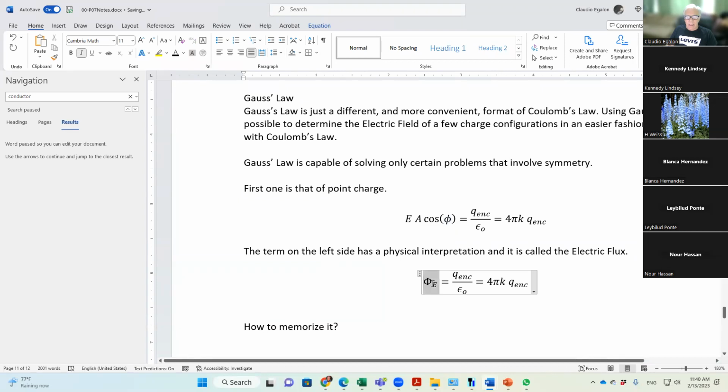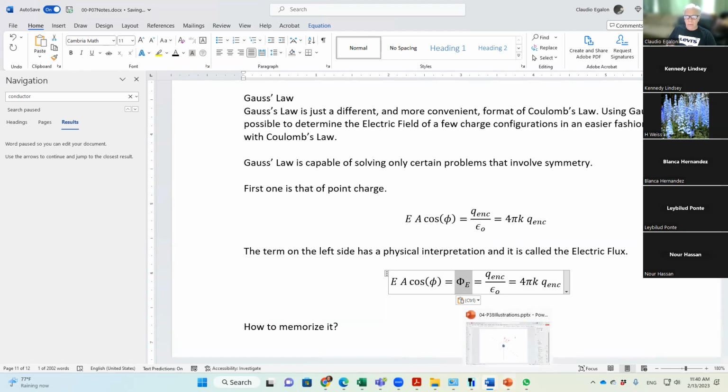That's the electric flux. All this term here is called the electric flux, right? Equal to Q enclosed. What's Q enclosed? I'm going to tell you very soon what Q enclosed is. Electric flux. So what's Q enclosed?